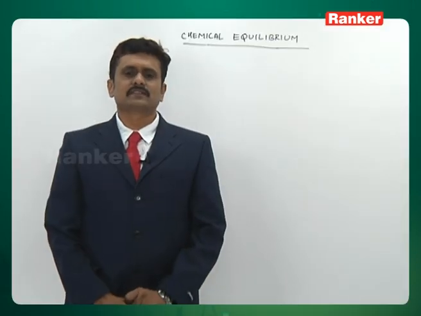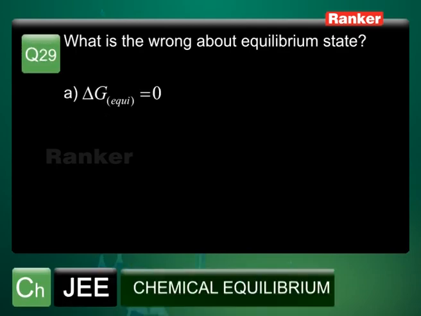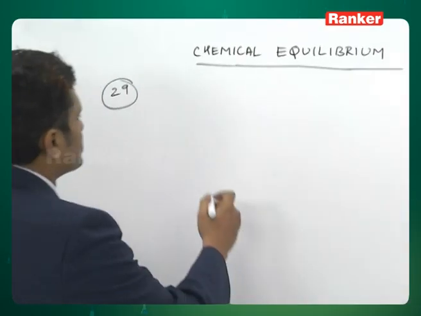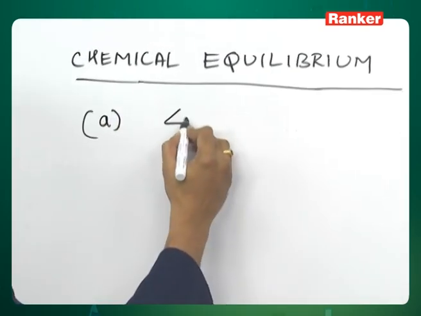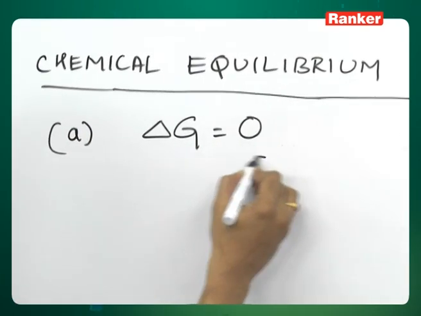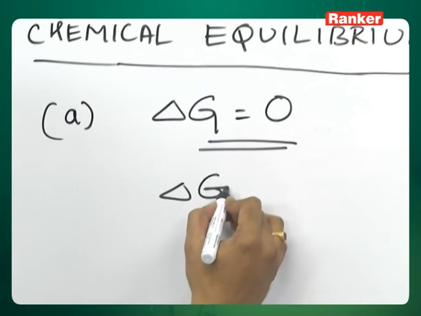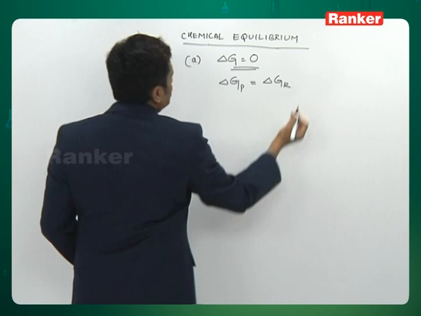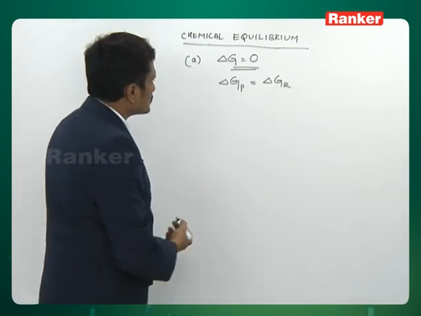Now, which of the following statements is wrong about the equilibrium state? Various options are given to you. In that, we know that for the equilibrium state, option A indicates delta G is equal to 0. That means when the free energy of the products becomes equal to that of the reactants, we call it the equilibrium situation.